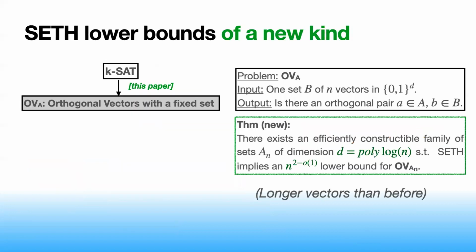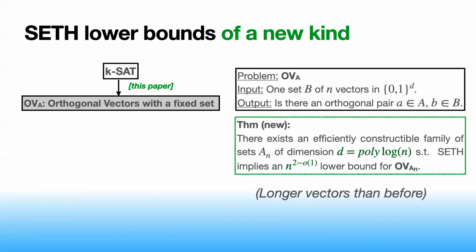So here's the main result of this paper. We give a new reduction from KSAT to OV in which one of the sets is fixed and doesn't need to be a part of the input. So just like we defined edit distance to a fixed sequence, we can also define OV with a fixed set A. This is the OVA problem.